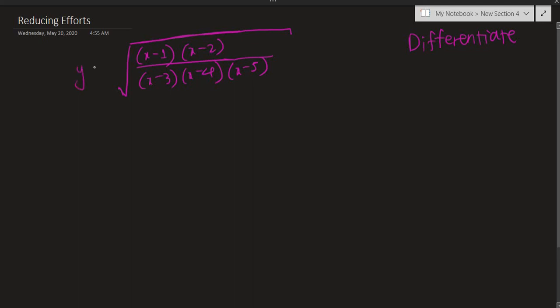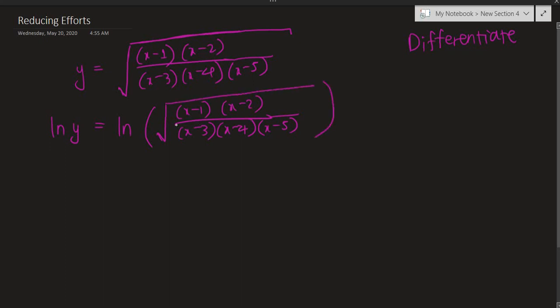So let's let this equal to y, and now, as I said, because this is a last example of reducing effort using logs, we get to take the log on both sides. You might have already guessed that. So we have the square root of x minus 1 times x minus 2 divided by x minus 3 times x minus 4 times x minus 5.